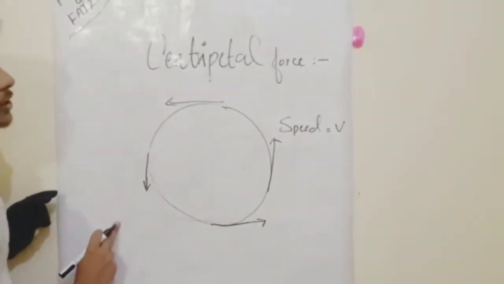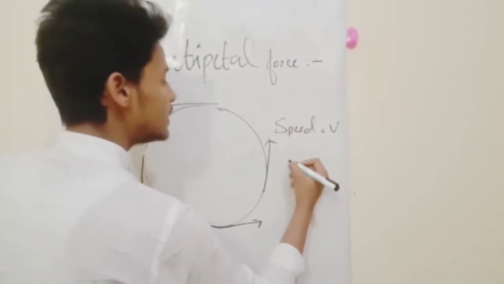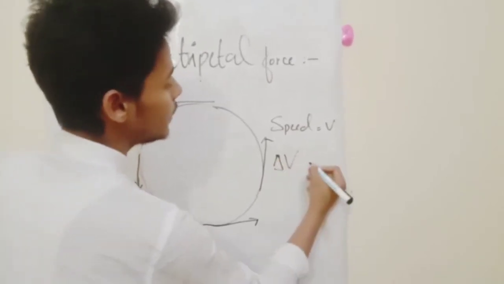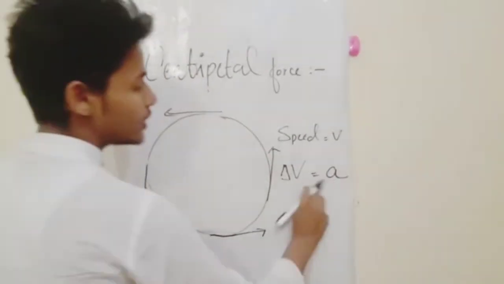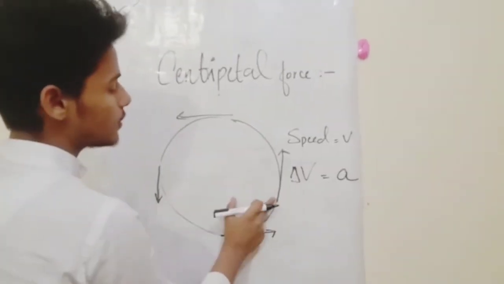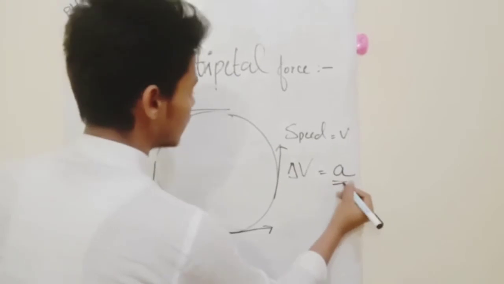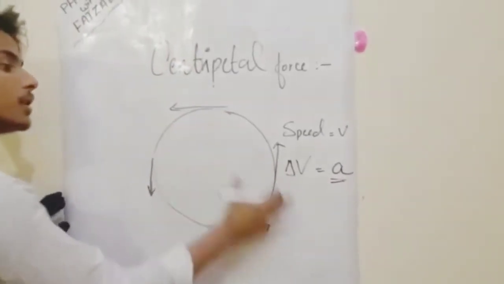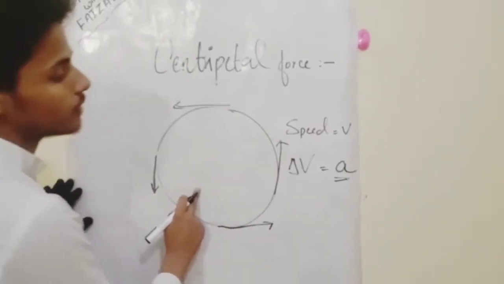Change in velocity causes acceleration, as we read in previous videos. Change in velocity, delta V, causes acceleration in the body. And in which direction? That we have to find. The direction of change in velocity gives the direction of the acceleration. So how can we find the direction of change in velocity? We can find it by using the triangle of vector addition.